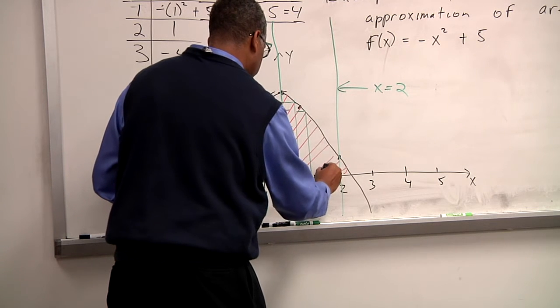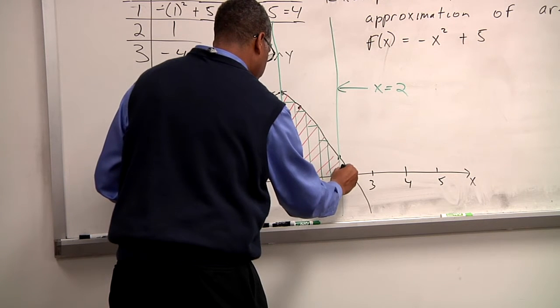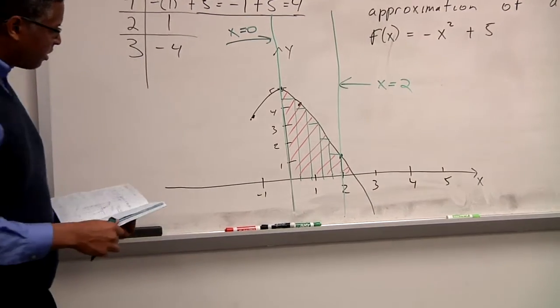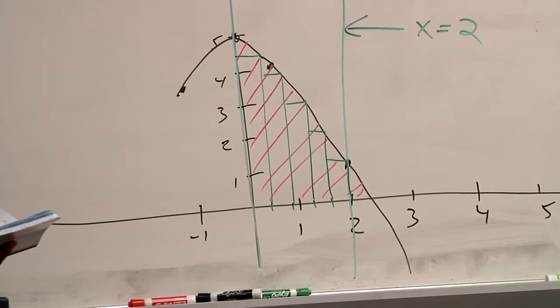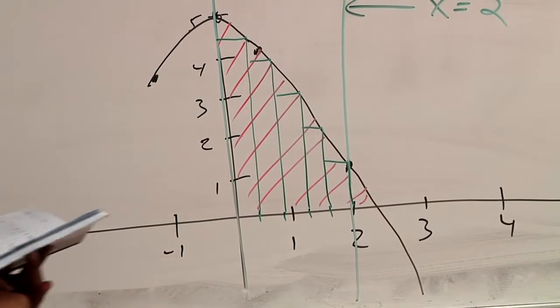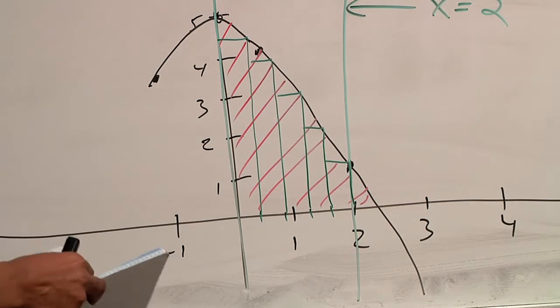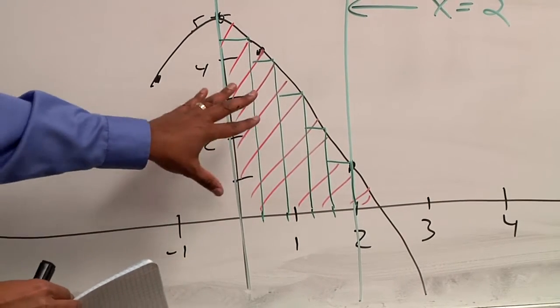That's the second one. That's the third one. That's the fourth one. That's the fifth one. So there you go, there are your 5 rectangles. Okay? So what are we going to do? We're going to approximate the area that I have shaded in red by these green rectangles. I'm not going to spend too much time on that because we've been doing that several times already.